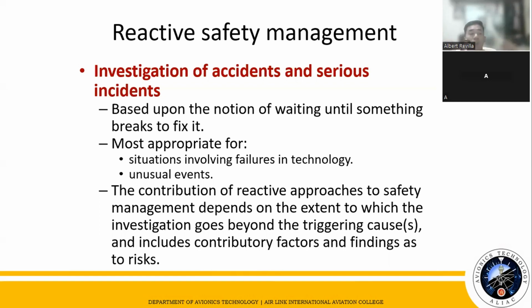So, most appropriate for is situation involving failure in technology and unusual events. Siyempre, pag unusual events, nangyari na. Tsaka pa lang magkakaroon ng action to fix it. Or, yun nga, ano ba? To mitigate the situation. The contribution of reactive approaches to safety management depends on the extent to which the investigation goes beyond and by triggering the cause or causes and include a contributory factor and finding us the risk.